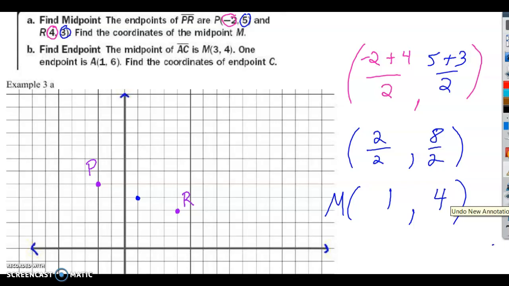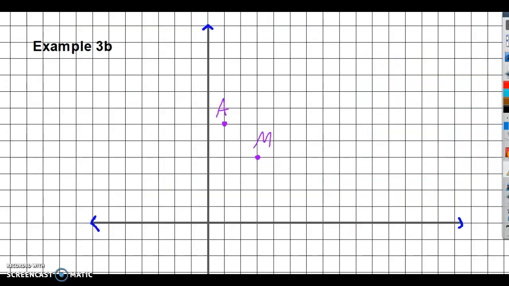Now, sometimes they give you one endpoint and the midpoint and ask you to find the other endpoint. I'm going to show you the easiest way to do that, and that's with a graph. So whether you have graph paper or whether you don't, you can always get out a piece of graph paper and do this. Even on the SOL, they'll give you graph paper. If you've got it printed, go to the next graph. Otherwise, if you've got graph paper, just take out a piece of graph paper.